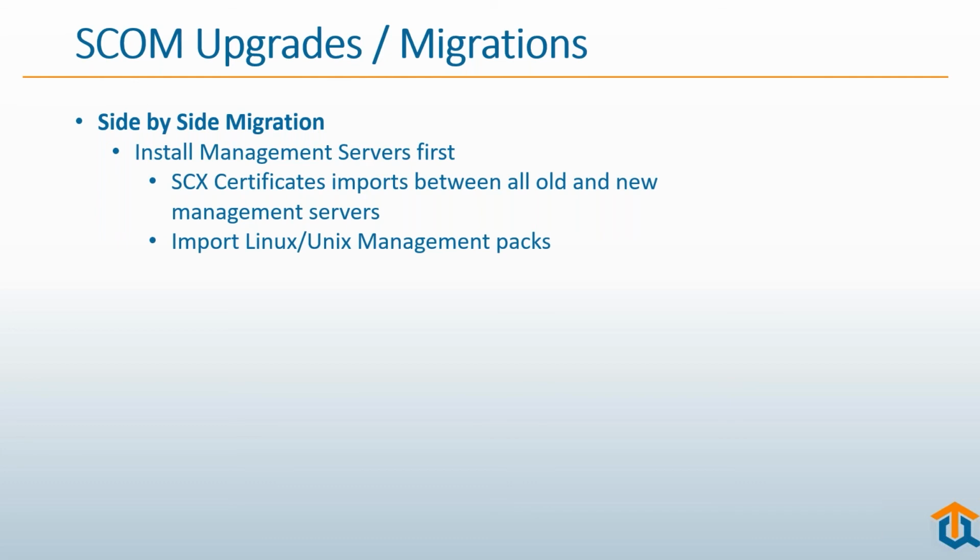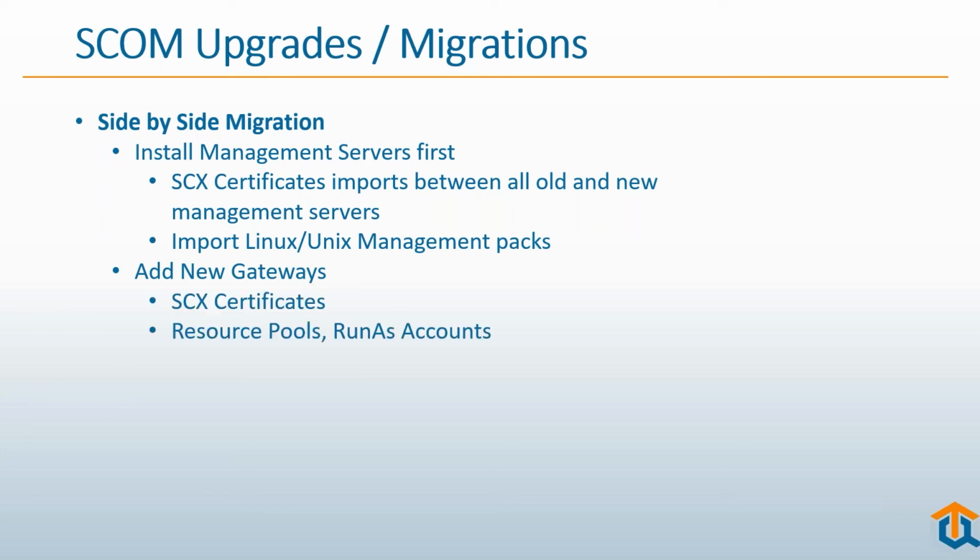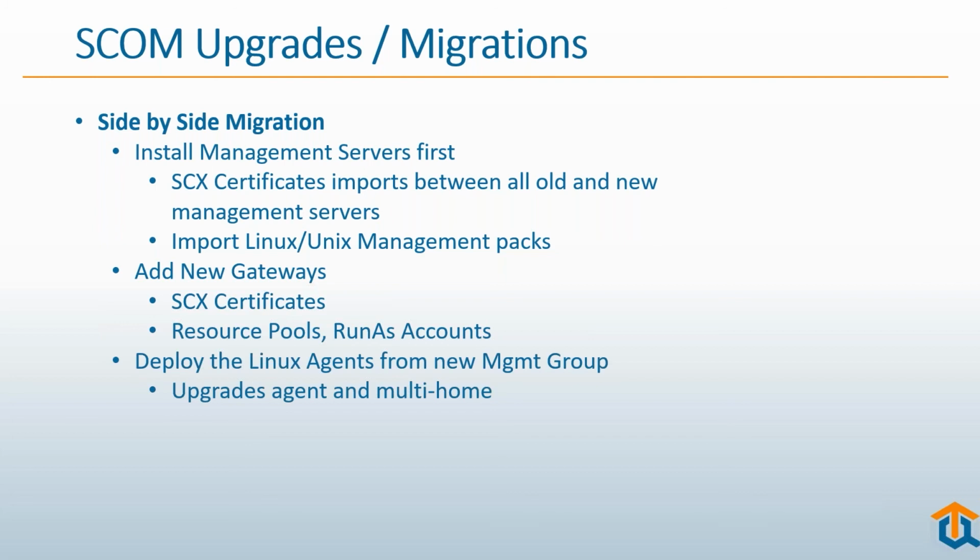Next, you import the Linux and Unix management packs, which you need, and you can start adding new gateways. Again, make sure the SCX certificates are on those as well. You deploy the resource pools, you add the run as accounts and deploy them to the resource pools so the gateways get them. And next, you start deploying the Linux agents from the new management group, which might be through a gateway or through the management service. It really doesn't matter in this case.